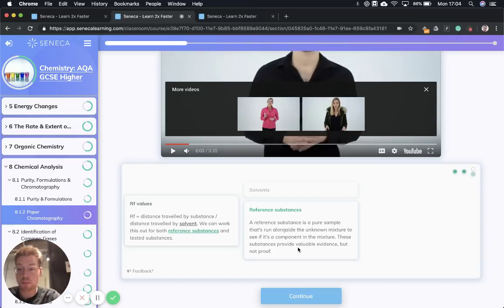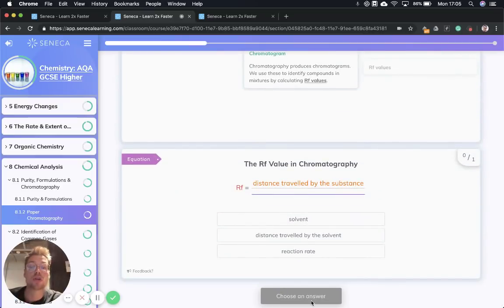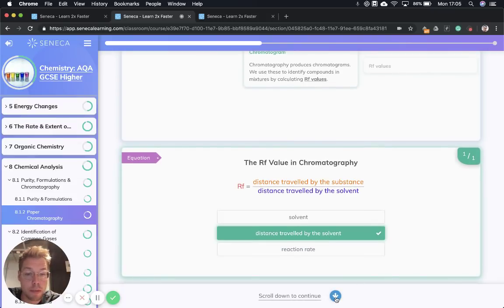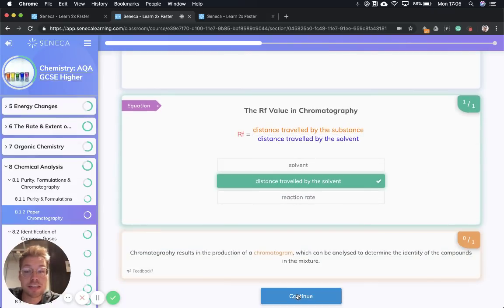These substances provide valuable evidence, but not proof, okay? That was such an important point. Remember, reference substances provide evidence, but not proof. So RF, let's reiterate, it's the distance travelled by the substance divided by the distance travelled by the solvent. Remember, make sure they're in the same units.